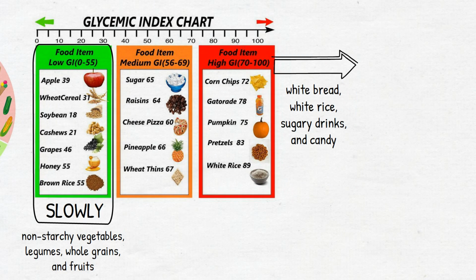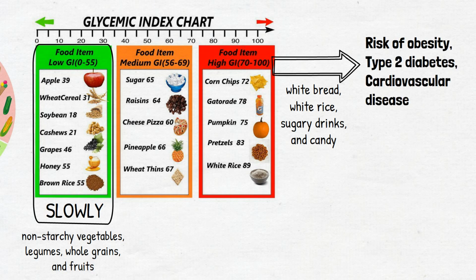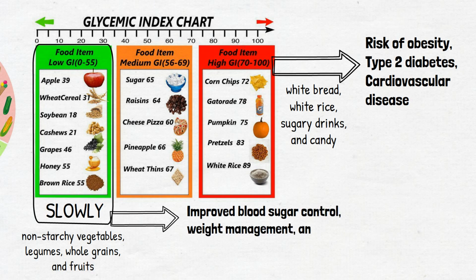A diet high in foods with a high glycemic index has been linked to increased risk of obesity, type 2 diabetes, and cardiovascular disease. On the other hand, a diet high in foods with a low glycemic index has been linked to improved blood sugar control, weight management, and a reduced risk of chronic disease.